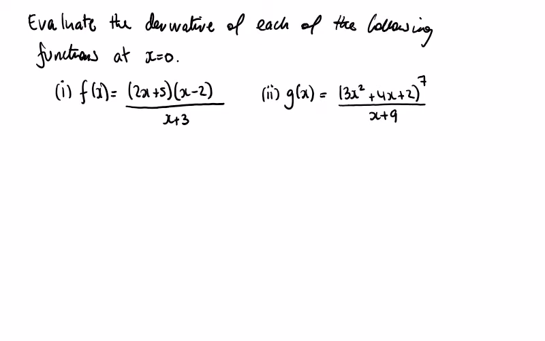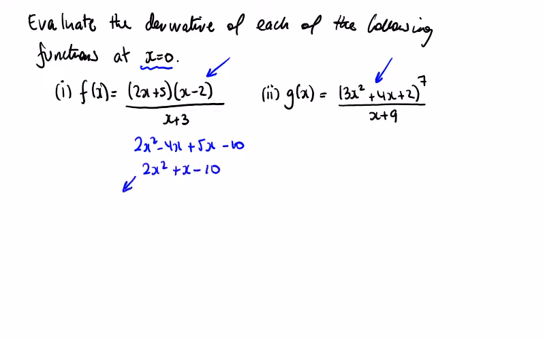In these two questions, we're looking to evaluate the derivative of each of the following at x equals 0. You can see here we have a product rule and here we have a chain rule. So we could apply those rules first. Definitely in the second one we're going to do that, but in the first one I'd multiply out the bracket here: 2x squared minus 4x plus 5x minus 10, and just continuing with the top line, we're going to get 2x squared plus x minus 10.